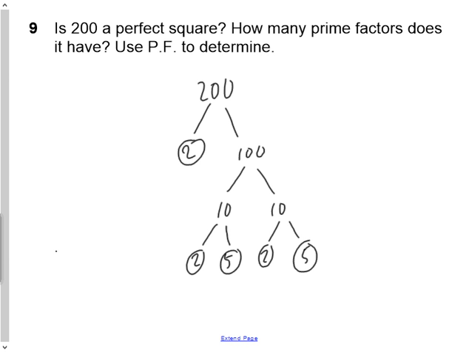How many prime factors does it have? It has 5 prime factors. And is it a perfect square? No, it's not a perfect square. Why? Because it's impossible to allocate those 5 prime factors to make 2 identical terms. Okay? So it's not a perfect square. 3 points for that question.